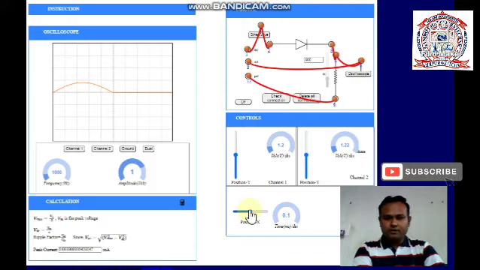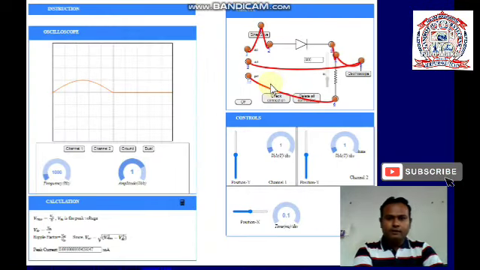Okay, so here we have demonstrated the circuit connection, and also we have observed the input and output waveform, and also learned how to use the different controls given. Now we calculate the ripple factor, and here formulas are given.